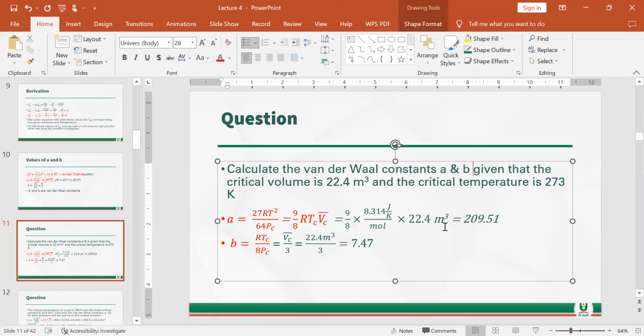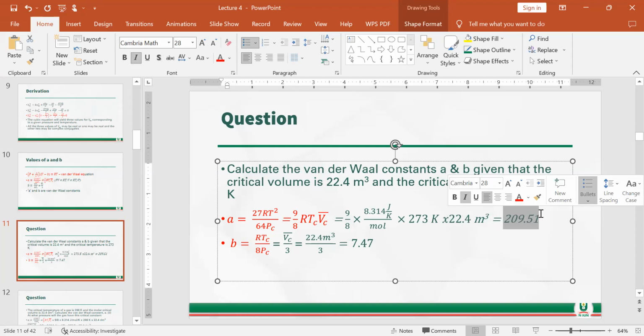What's the temperature here? 273. We have to multiply by 273 Kelvin times 22.4 dm cube. That's the critical volume. So you check your answer. Let me calculate and see if it is correct. You can also calculate with me to see the answer.